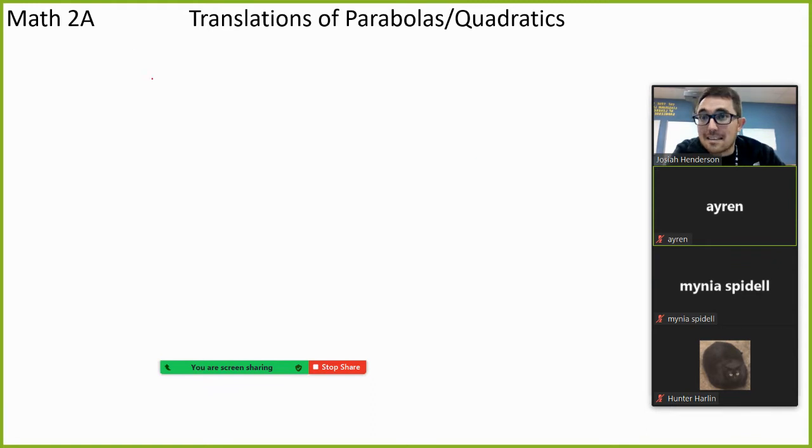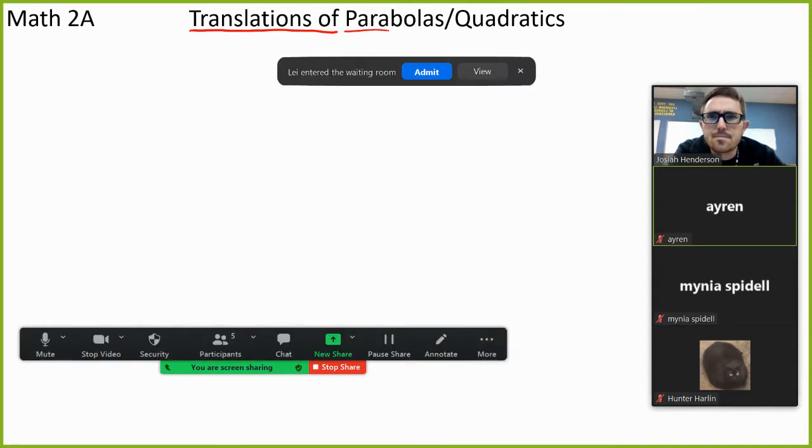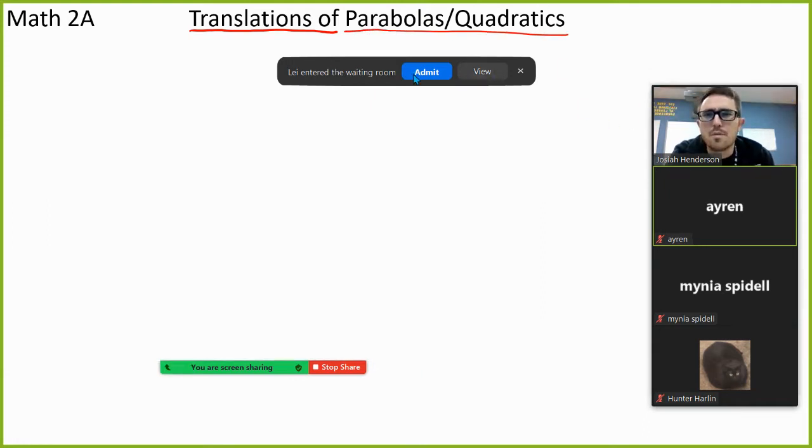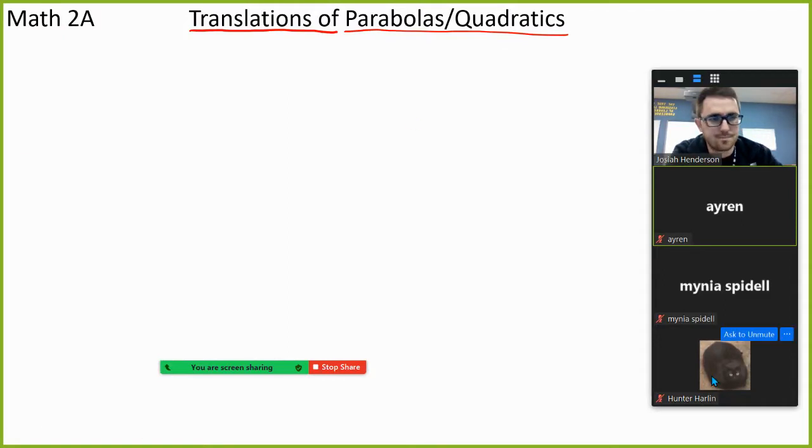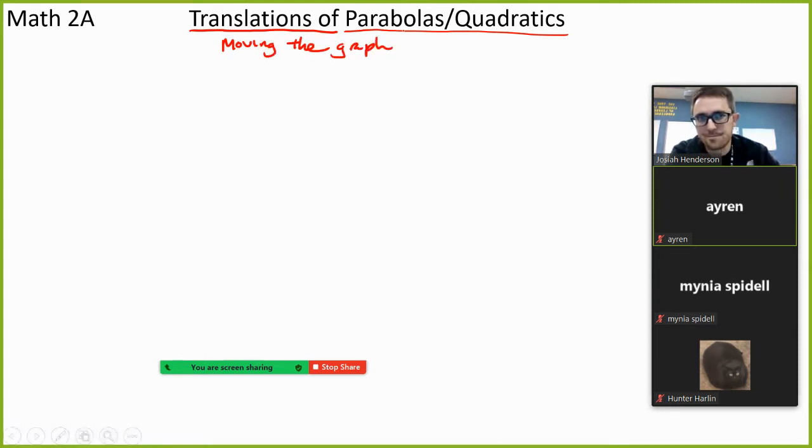So today's new lesson, I'm calling it Translations of Parabolas Quadratics. Translations. What that means is moving the graph around. We'll look at that later.